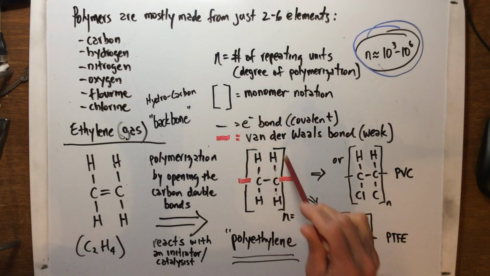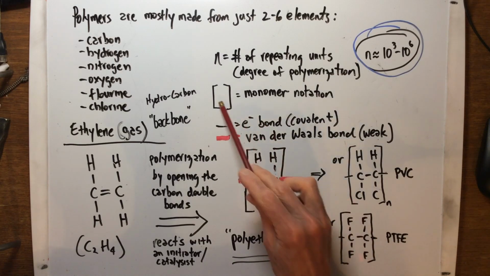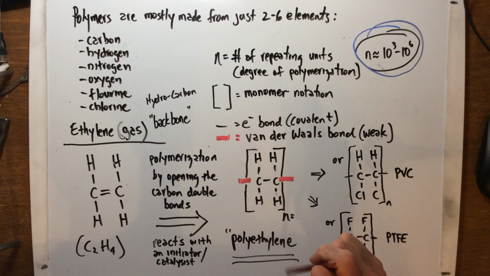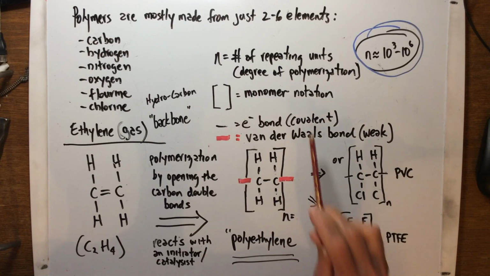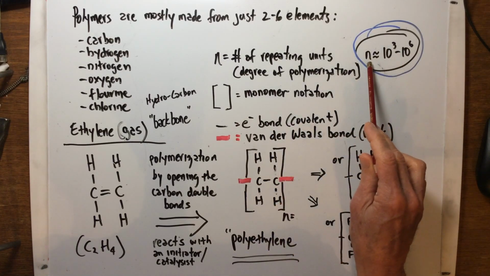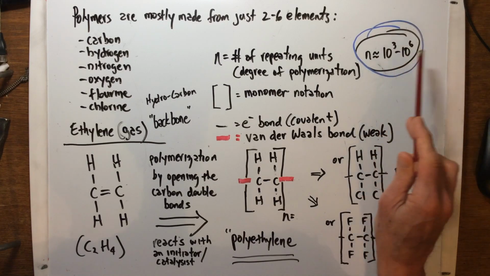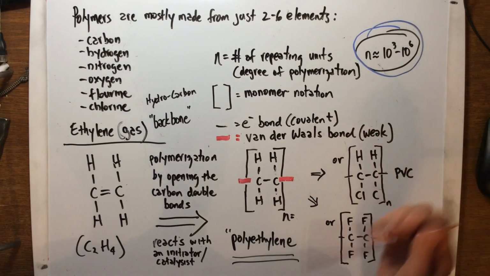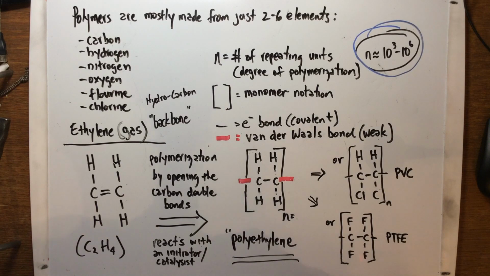Okay, so this is the notation. This bracket denotes the monomer notation, and this n will equal the number of repeating units. How many of these will be stacked up in a chain? As I told you before, this n could be anywhere from 10 to the third to 10 to the sixth repeating units. Okay.